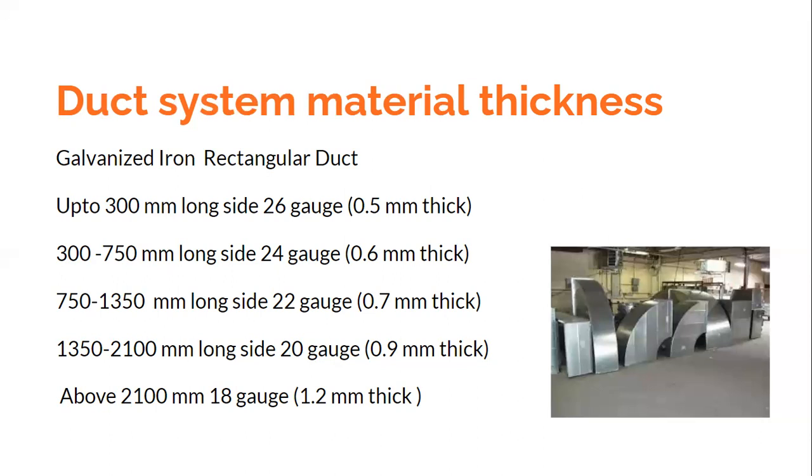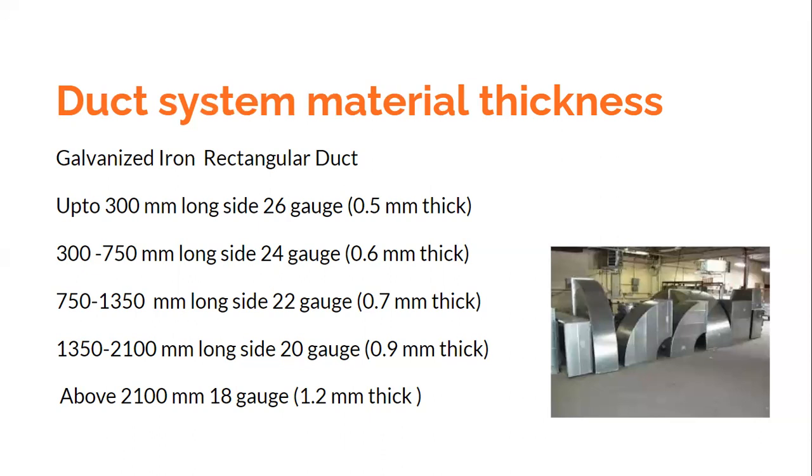These thicknesses are generally rated for the long side. So if you talk about the duct size, for the longer side of up to 300 mm, then we would require a less thick duct. And what is the thickness? It is less thick, meaning it is a 26 gauge thickness. What do you mean by 26 gauge thickness? 26 gauge thickness of the duct means the thickness is around 0.5 mm.